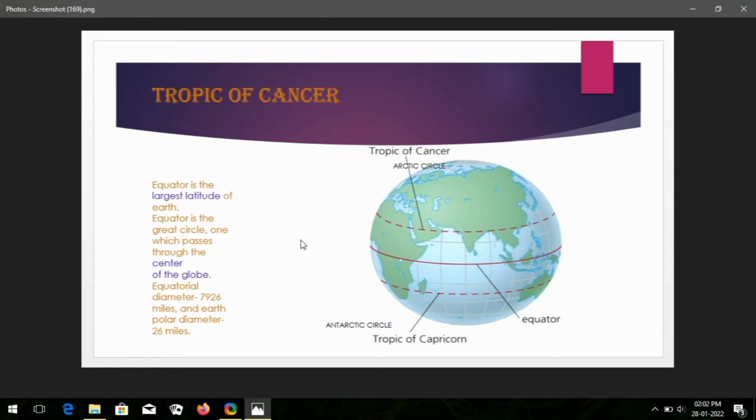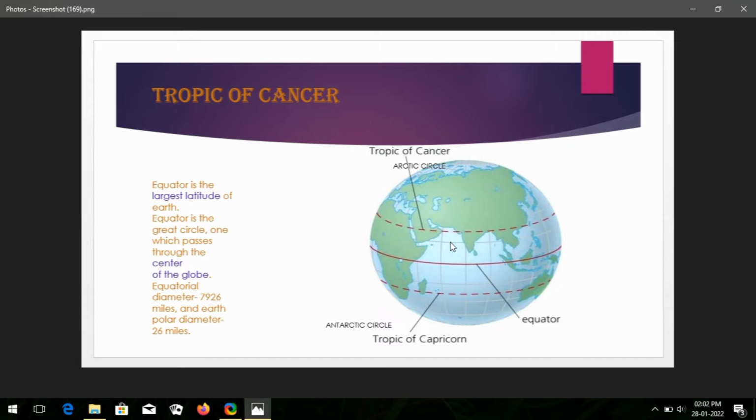Fine. So let's start the topic, and here you can see on this diagram, friends. First of all, this part is called the Arctic Circle, the top part of this globe. And in the bottom part, you can call it the Antarctic Circle. And this line is called the Tropic of Cancer, the upper one, the middle one is called the Equator, and the one below is called the Tropic of Capricorn.